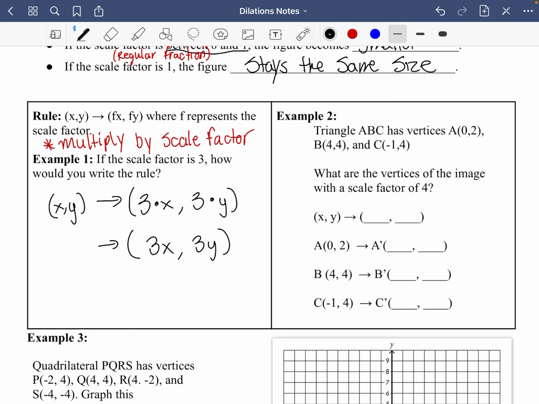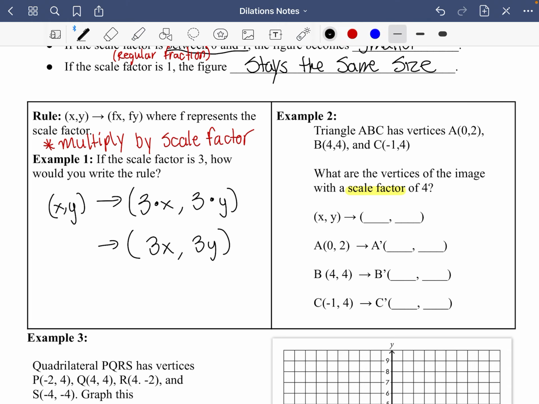Example 2 says triangle ABC has the vertices A at (0, 2), B at (4, 4), and C at (-1, 4). What will be the vertices of the image with a scale factor of 4? There's that word again, scale factor. Anytime we see the word scale factor, we know we're going to be multiplying. We have to remember that.